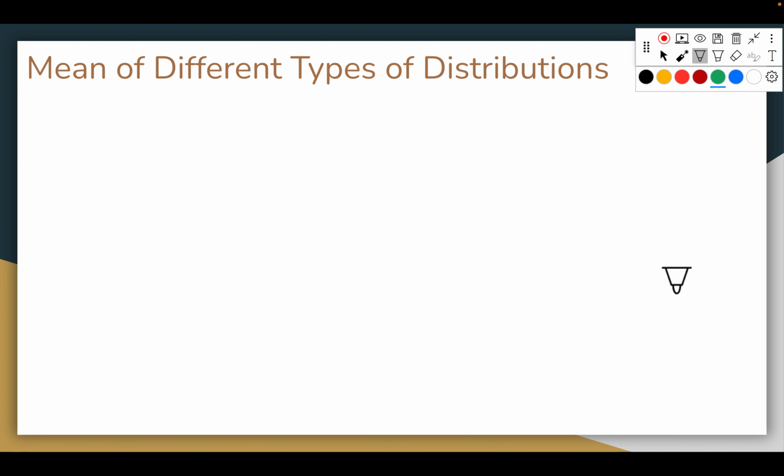Okay, so let's move on. So there are different types of means. So we're going to return to this one.